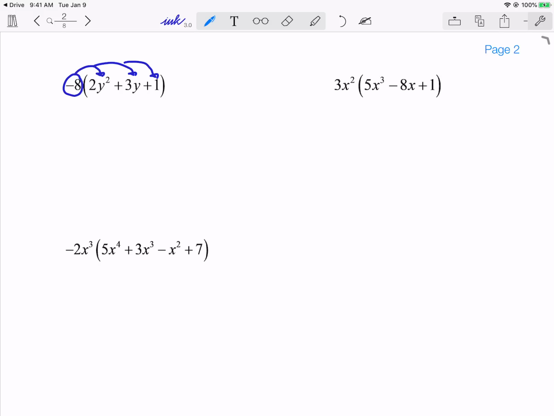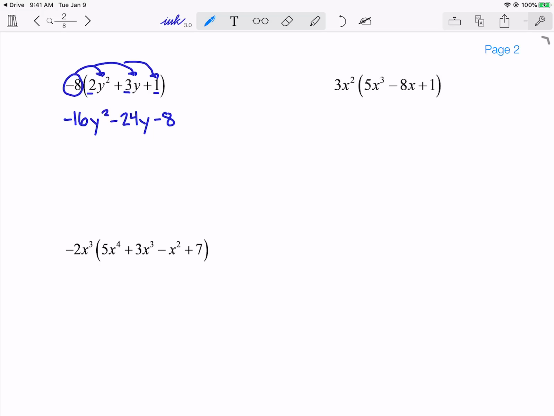So what I'm going to do is multiply the -8 by each of the coefficients. In this case, the 2, the 3, and the 1. So -8 times 2 gives me -16. The y squared remains exactly the same. -8 times a positive 3 gives me -24. And the y stays the same. Now the last term doesn't have any y's, so I just do -8 times 1 to get -8. Okay, so again, all I'm doing is multiplying coefficients by each other, and later I'll apply some rules of exponents.